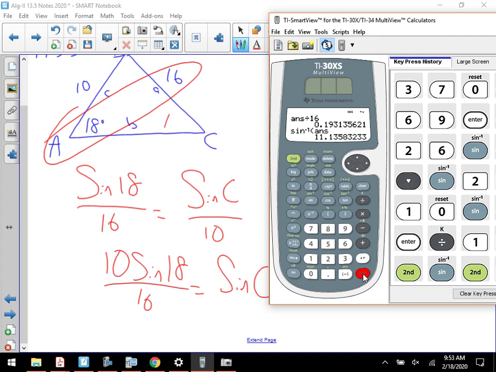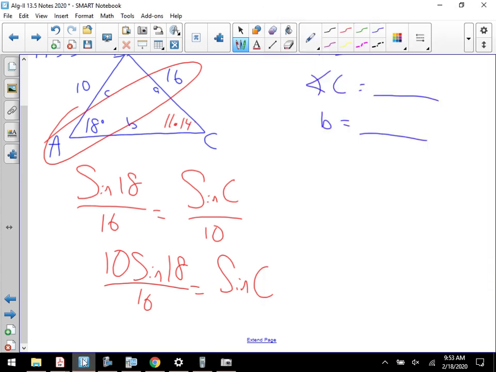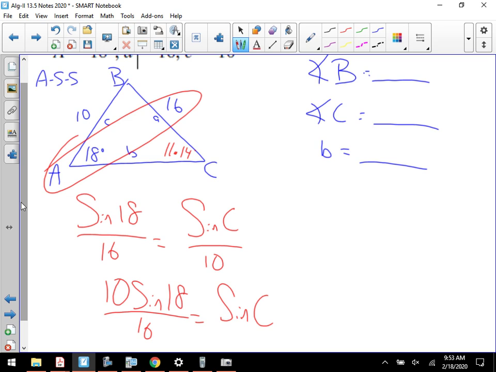So, excuse me. This one gives me 11.14 degrees. So now, what do I do to find angle B? Add them and subtract from 180. Good. So we do that. We take our 180, subtract out the 18, subtract out the 11.14. What'd you get? 150.86. And then I use that value, the sine of it, to its side to figure out little b.